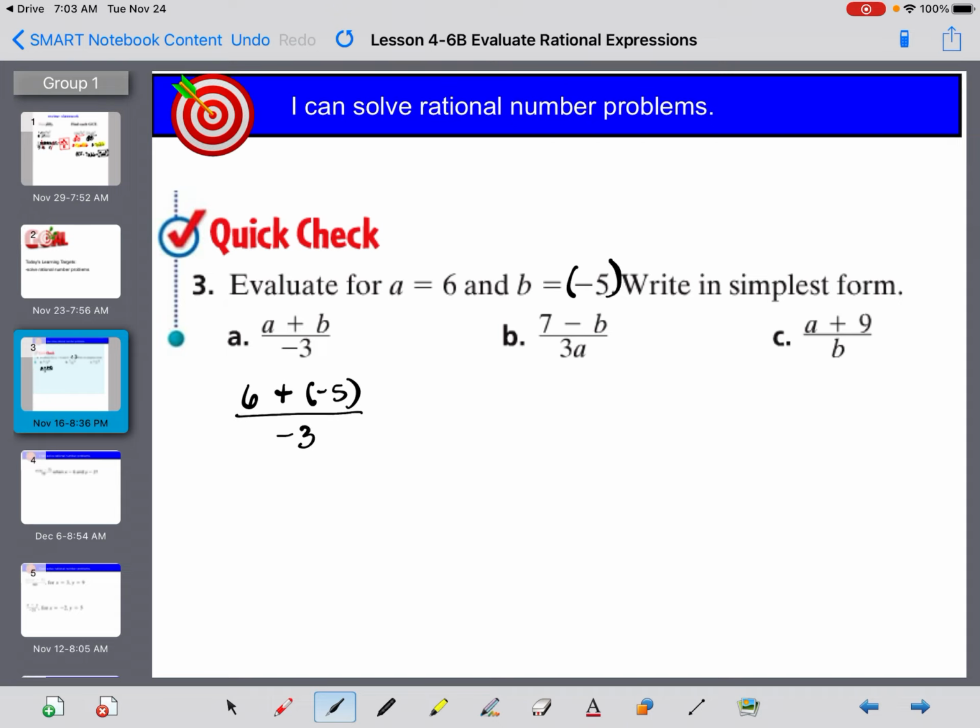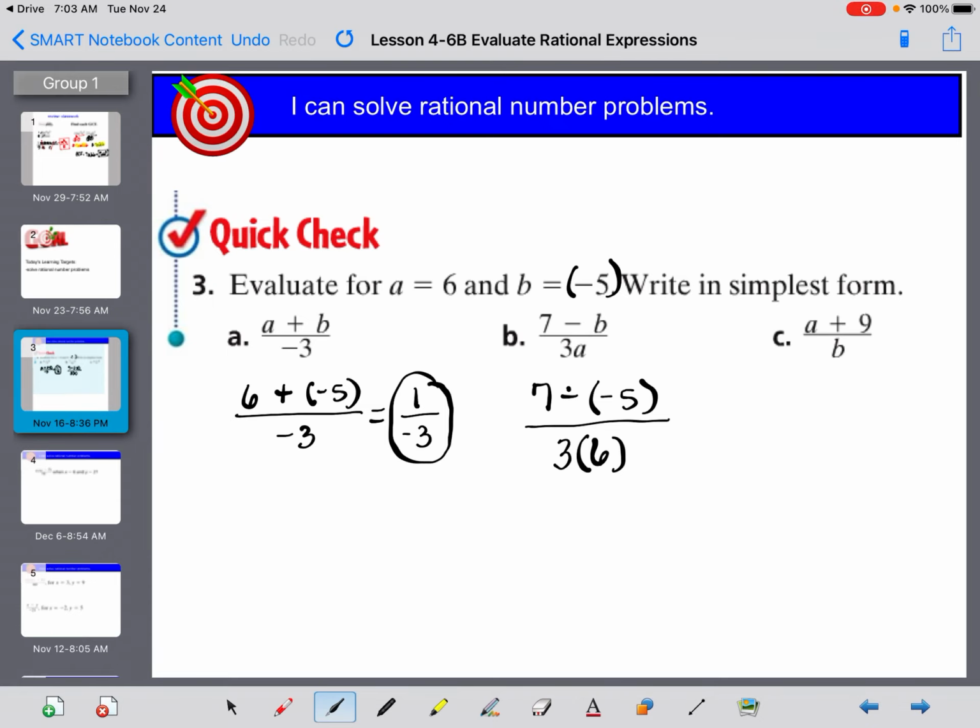All over -3. Now I'm going to simplify this. 6 plus -5 is 1 over -3. That's already in simplest form. Looks like we're done. Let's try another one. 7 minus b is -5. See where that putting parentheses around is helpful here? All over, now 3 next to a means 3 times a. And now I'm ready to solve.